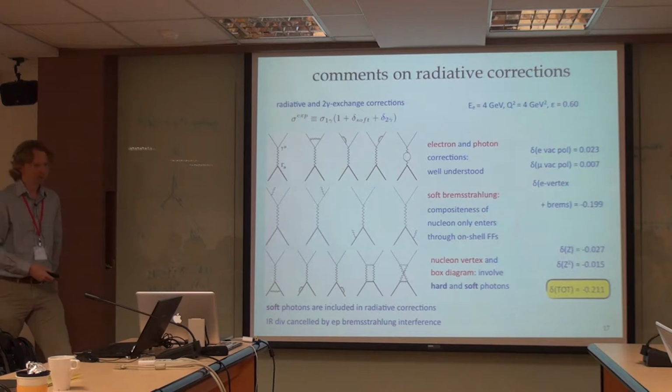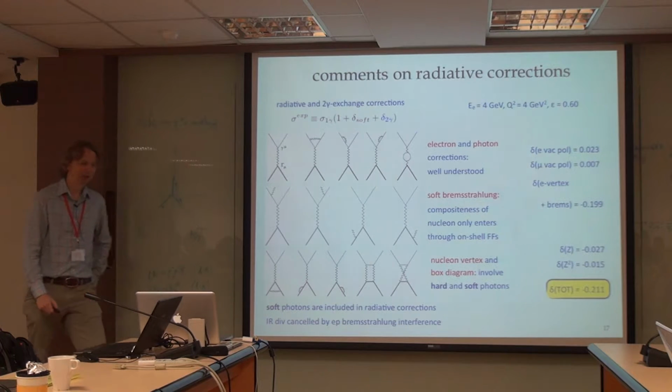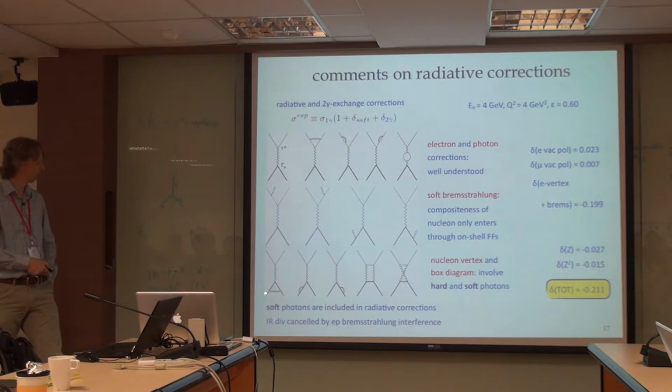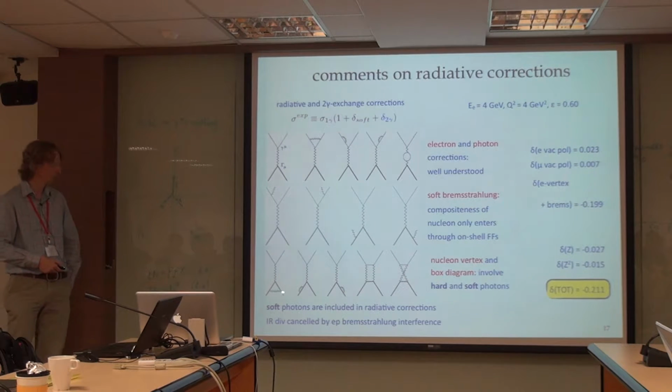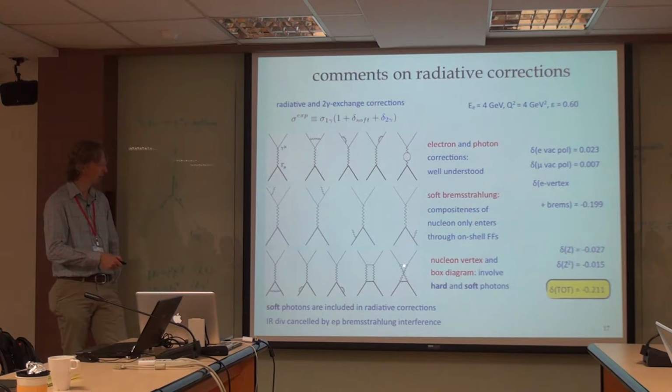And then the graphs which typically are not calculable exactly in QED, and which are the ones which are maybe troublesome, are the ones where you have corrections on the hadron side, so either vertex corrections on the proton or two photon exchange corrections between electron and proton.